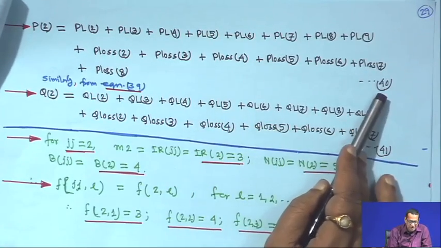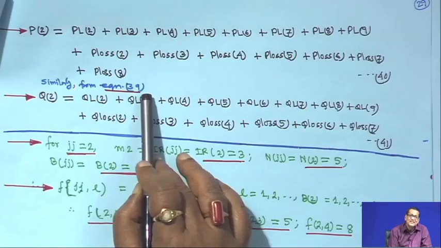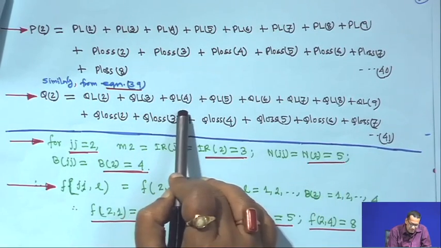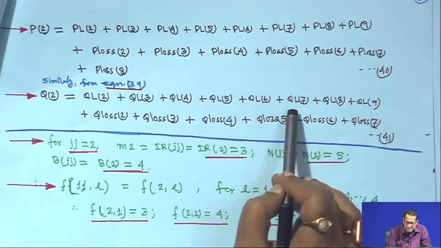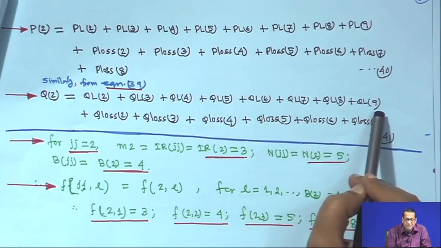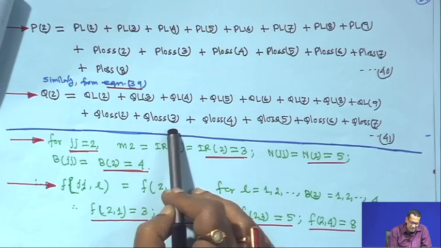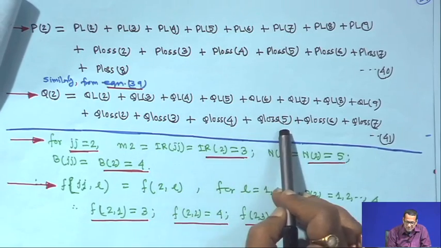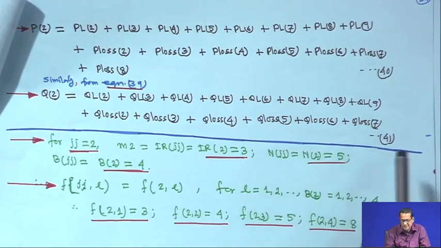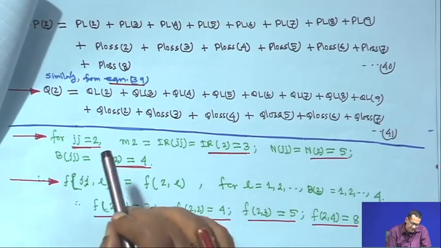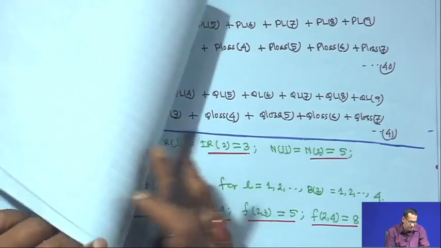This is equation 40. Similarly, for equation 39, Q2 will be QL2 plus QL3 plus QL4 plus QL5 plus QL6 plus QL7 plus QL8 plus QL9, plus all the branches accordingly, Q loss 2 plus Q loss 3 plus Q loss 4 plus Q loss 5 plus Q loss 6 plus Q loss 7. This is equation 41. Now, for jj equal to 2, we will come to that.